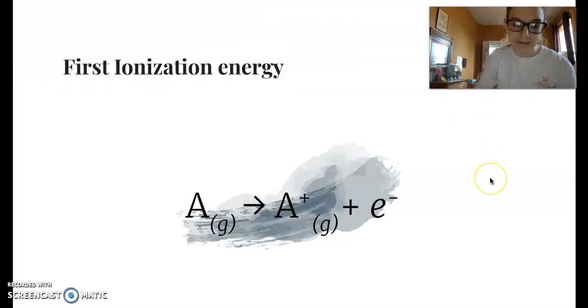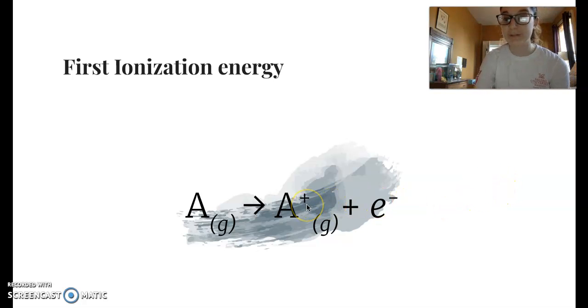Next topic we want to talk about is first ionization energy. Sometimes you'll hear it called ionization potential instead of ionization energy. Those two things are the same thing, different words for the same thing. But ionization energy is the minimum amount of energy that is required to remove an outermost, least tightly held electron from an atom in a gas phase.